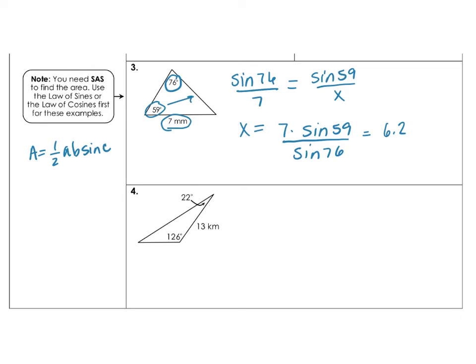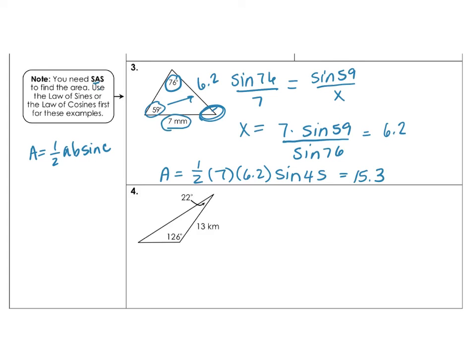And now we have enough information to find our area. So that side's 6.2. So now we can say the area is going to be 1/2, and we have AB, so 7 times 6.2 times sine of that angle of 45, which is that angle there. Add and subtract from 180. And so our area is going to be 15.3.